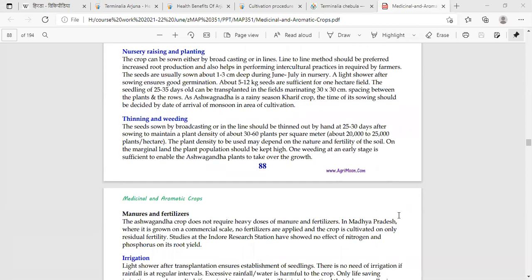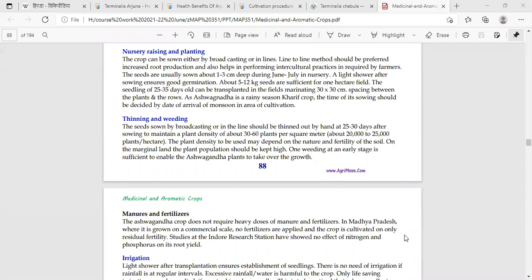Then, manures and fertilizer application. The ashwagandha crop does not require a heavy dose of manures and fertilizers. In Madhya Pradesh, it is grown on a commercial scale. No fertilizers are applied and the crop is cultivated only on the residual fertility present in the soil itself. Studies at the research station have shown no effect of nitrogen and phosphorus on its root yield.